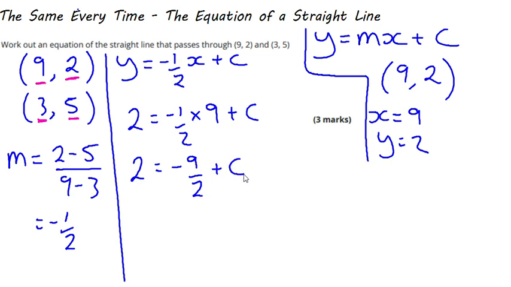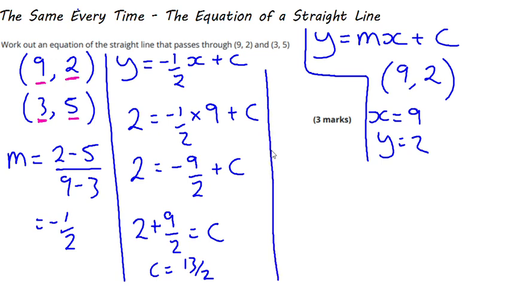And then to get the c on its own, all I need to do, get everything that's not a c onto one side, everything that's c onto the other side. So the -9/2 goes to the other side, becomes a +9/2, and that gives me the value of c. So 2 + 9/2, use your calculator, so that gives me c = 13/2. So 13/2. I'm going to stick with fractions for this. I'm certainly not going to write mixed numbers.